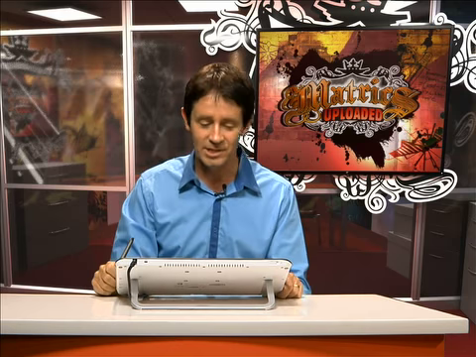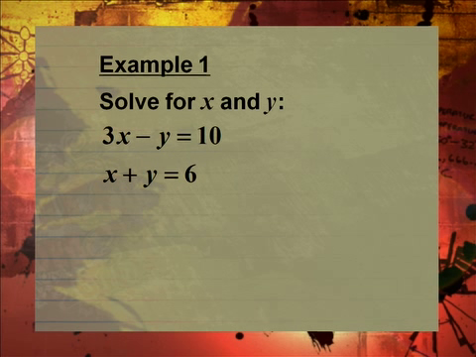Let's have a look at the first example. Solve for x and y. Now this is very interesting. We've got to find a value of x and y that when you say 3 multiplied by the x subtract y gives you 10, and then those same x and y values you've got to add to give you 6. Okay, now where do we start?